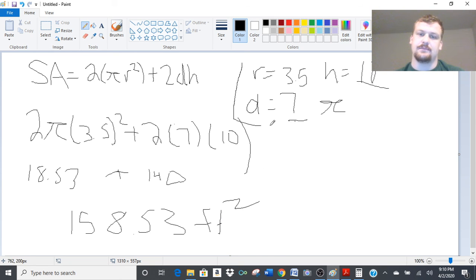Hope this helps. Make sure to do this part right here every time. Find everything and label it. It makes your world a lot easier.